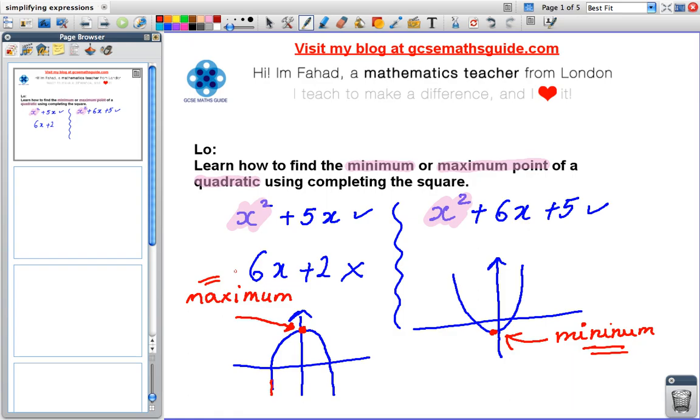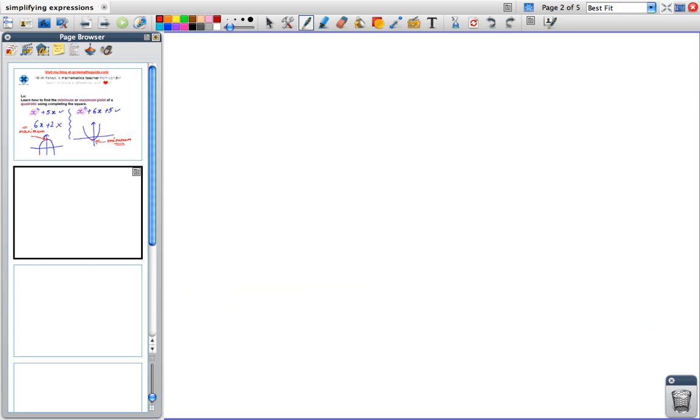Now some people might be saying to me, why do we need to work out the maximum and the minimum? There is some use to it, but this is beyond the scope of the GCSE course, and if you're doing A-level maths later on, then you will see the use of finding the minimum and maximum. Okay, so let's take a look at some examples on how to find the maximum and the minimum.